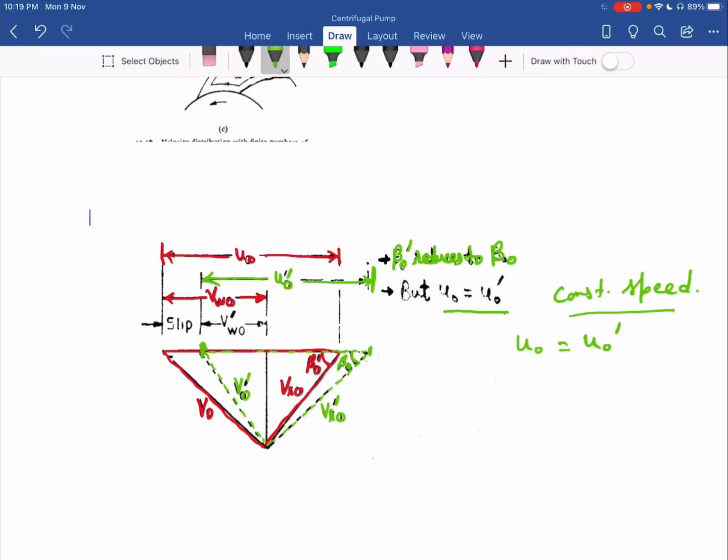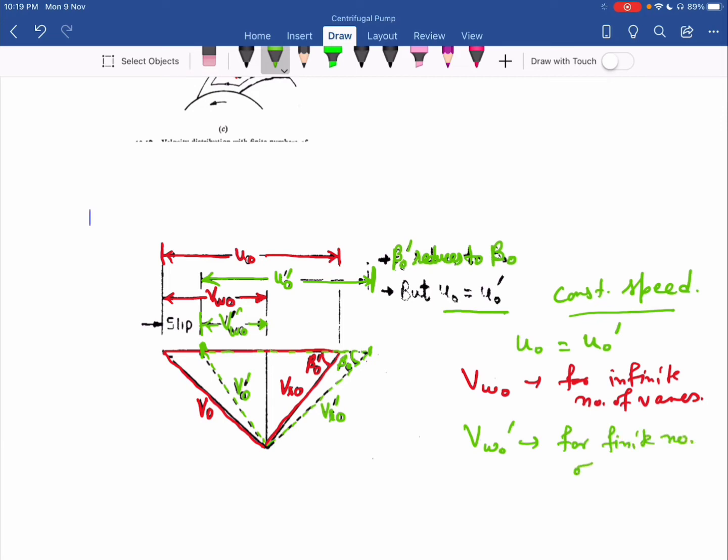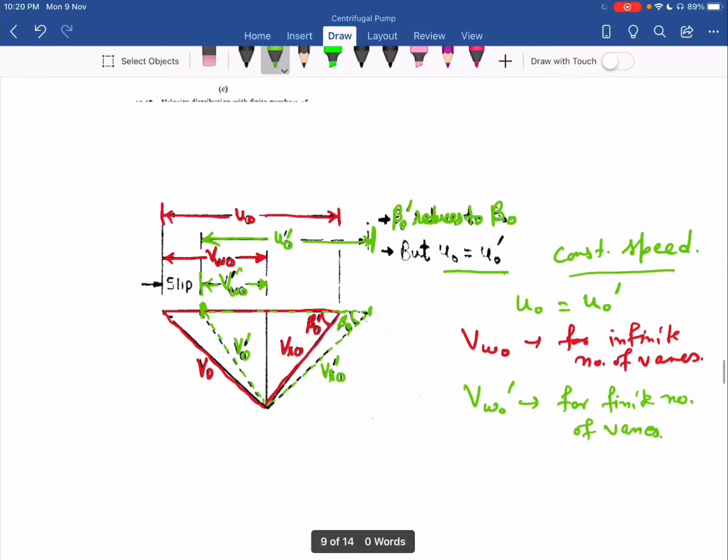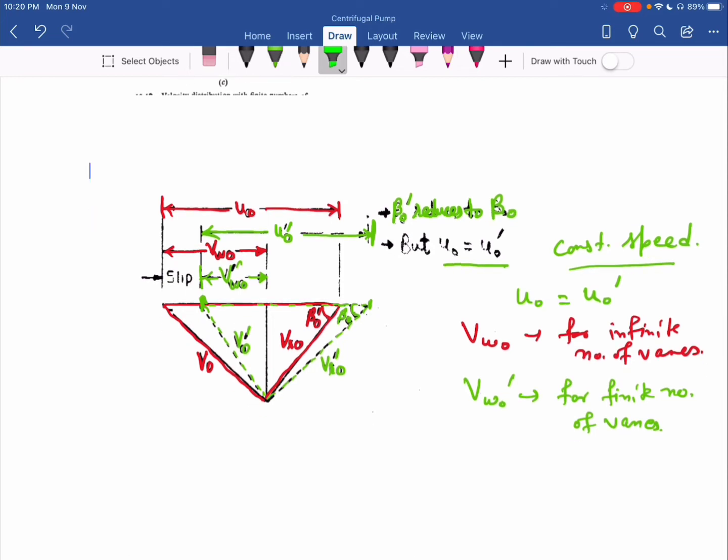Now you can see the effect of this on the whirl component of velocity. Now this is VWO dash. For an infinite number of vanes, my whirl component is VWO, and for a finite number of vanes, my whirl component is VWO dash. Now the difference of these two is called slip.